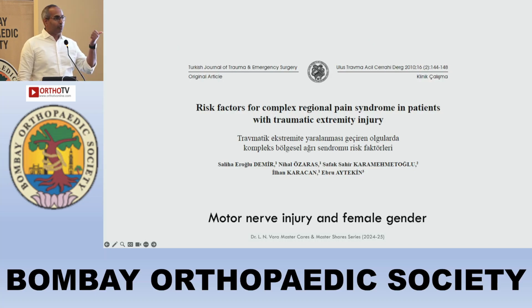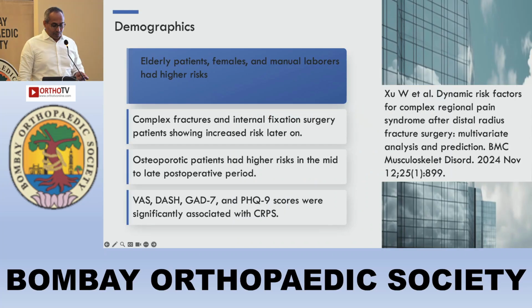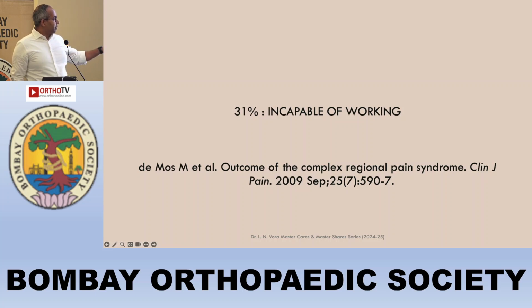We know that motor nerve injury, any nerve injury, is a higher risk. Female gender is known to have a higher propensity, for multiple, maybe humoral factors we do not know. This is one of the recent studies. They did a multivariate analysis and they said that complex fractures, osteoporotic patients, higher pain scores, preoperative anxiety, all of that is associated with a delayed treatment course. And all of us know that intuitively, especially all the senior surgeons know that this patient might take a little longer than otherwise. The other importance of this is that 30% of them are not capable of working.